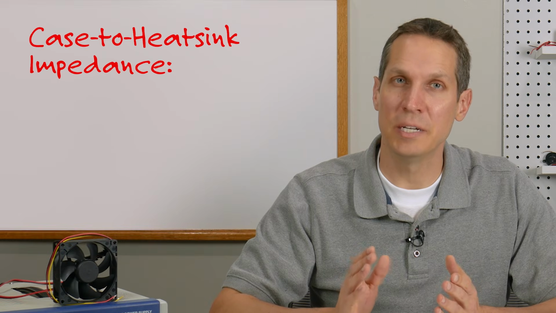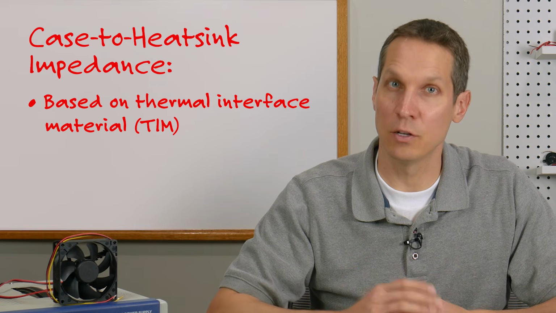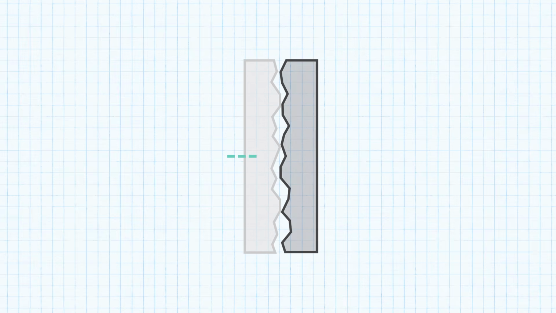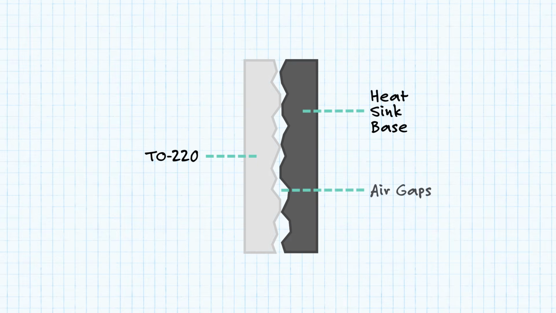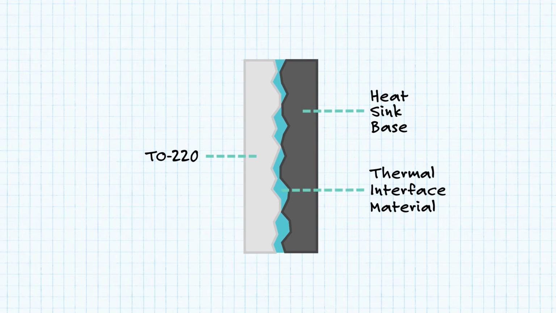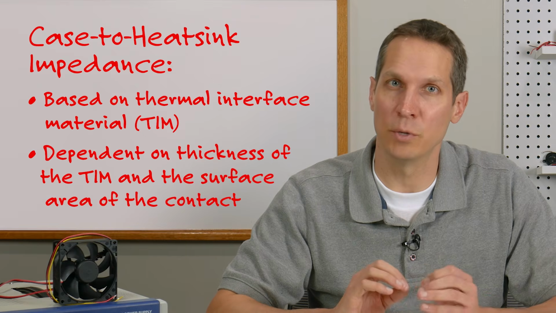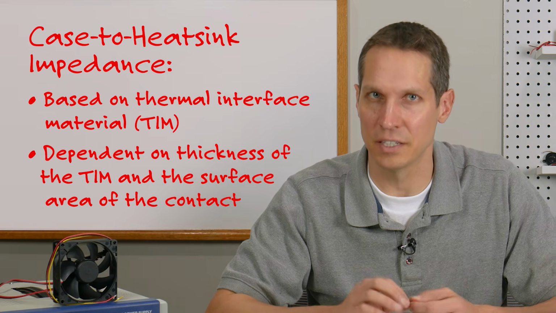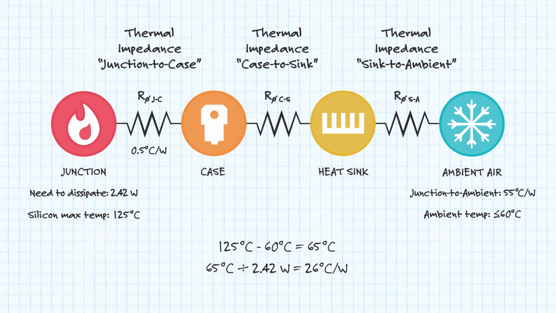The case to heatsink impedance will be based on the thermal interface material, or TIM, which is the typically gray paste that smooths the very small imperfections in a surface so that the tab on the package and the heatsink have optimal surface area contact. This is dependent on both the thickness of the TIM and the surface area of the contact. On this, we'll just skip the details and assume the TIM thermal impedance is 0.5 degrees per watt. Finally, the heatsink to air thermal impedance will also be found in the datasheet, which for this sample, we find that this heatsink with no fan blowing air over it is 14.36.